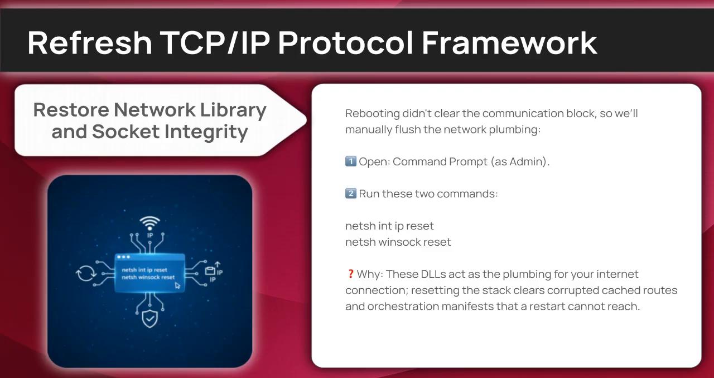Rebooting didn't clear the communication block, so we'll manually flush the network plumbing. Open command prompt as admin, then run these two commands. First, type netsh int ip reset, then hit enter. Second, type netsh winsock reset, then hit enter again.